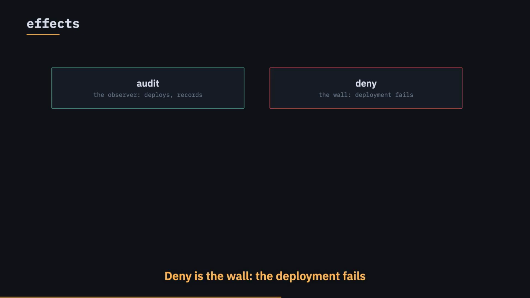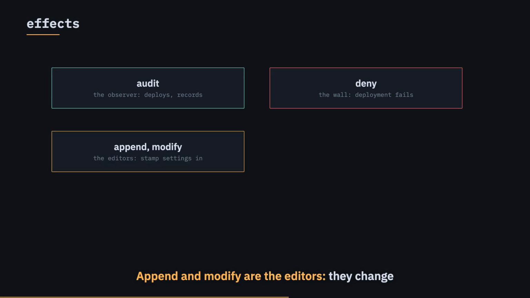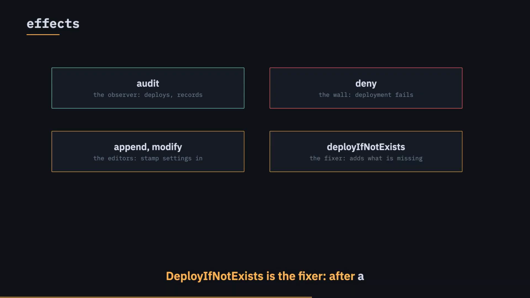The deployment fails outright with a policy error. Append and modify are the editors. They change the request on its way through, appending required settings or modifying properties, which is how a mandatory tag gets stamped onto everything at creation. Deploy if not exists is the fixer. After a resource deploys, if some companion configuration is missing, the policy deploys it, and audit if not exists is its observer twin that only reports the gap. And disabled simply switches a definition off.